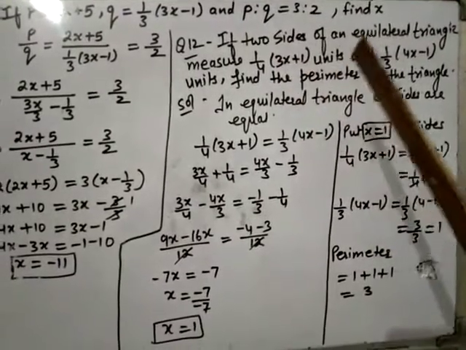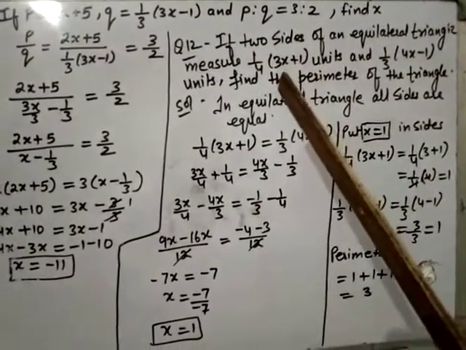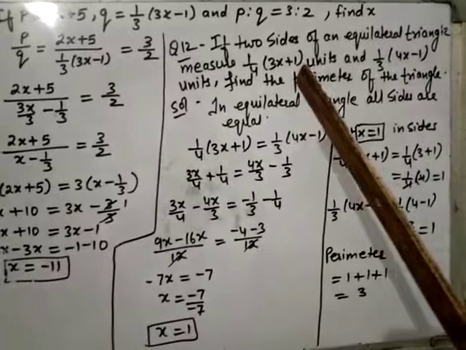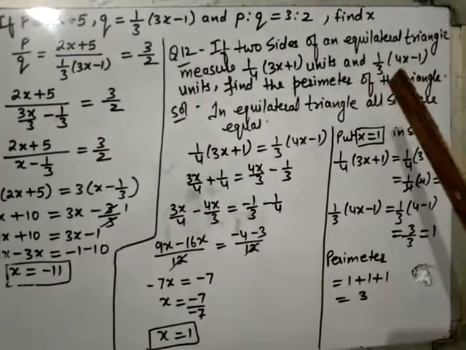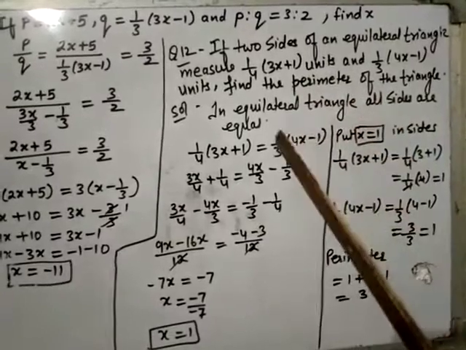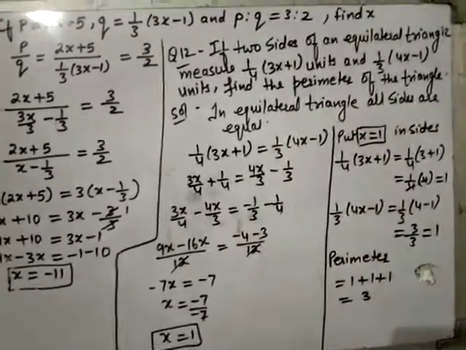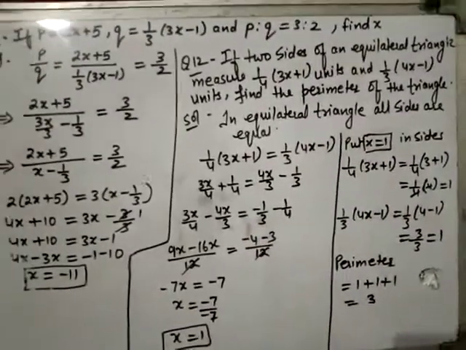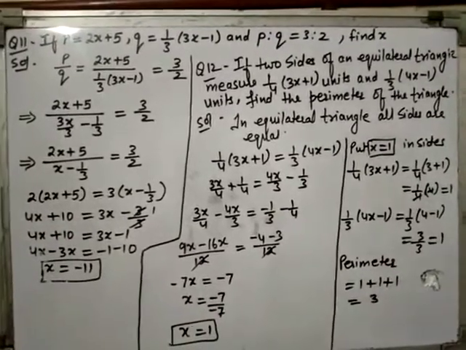If two sides of an equilateral triangle measure 1 upon 4 into 3x plus 1 unit and 1 upon 3 into 4x minus 1 unit, find the perimeter of the triangle. Students, we know that in equilateral triangle all the sides are equal.